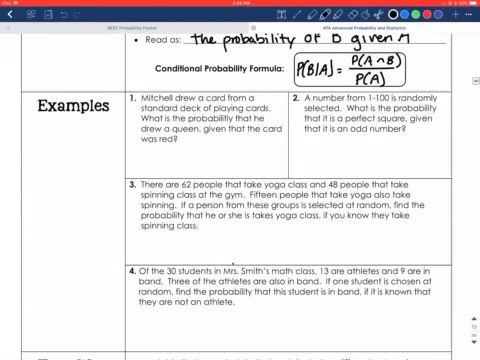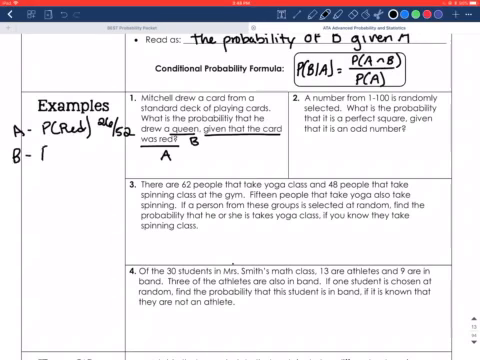So for number one, Mitchell drew a card from a standard deck of playing cards. There are 52 in them. We talked about that in the previous video. What's the probability that he drew a queen given that the card was red? The probability that he drew a queen is our B, because it's given that the card was red. So that was our A. A is the probability that it is red. Now, how many red cards are in a deck? Half of them, 26 out of 52.